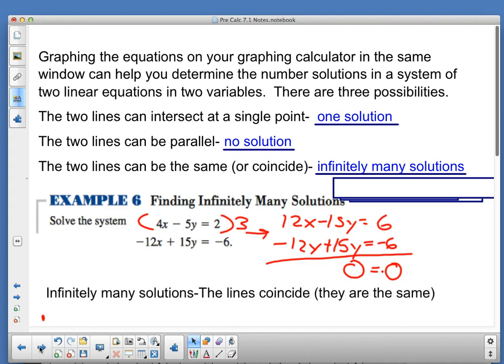So that's what I've got going. The lines coincide, that means they're the same. So they would be stacked on, right on top of each other. It just happened to be a multiple of the same line. Okay, that's all that is. But algebraically, you get 0 equals 0 for infinitely many solutions. For no solution, you get 0 equals some other number. If it's 0 equals 0, I mean, infinitely many solutions. If it's 0 equals some other number, it's no solution.